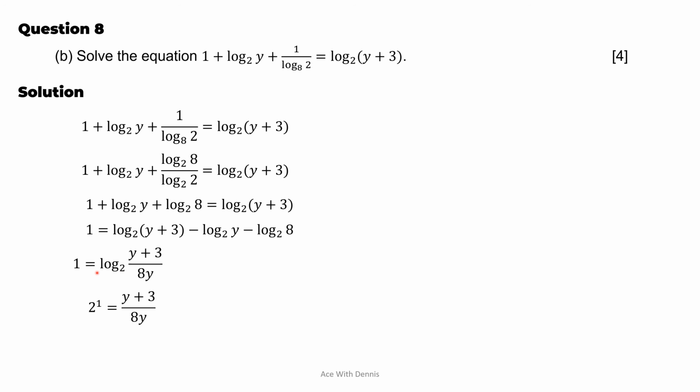The next step is we can anti-log this equation. Since one side is a constant and the right hand side is a log, we can apply the anti-log formula, which is 2 to the power 1 equals (y plus 3) over 8y. Then we can solve this like a usual algebra equation, where we get 16y equals y plus 3, which means 15y equals 3. Therefore, y equals 1 over 5. This is the answer.